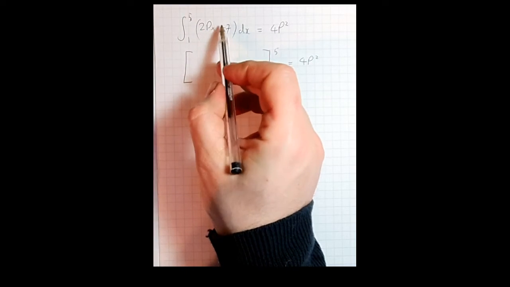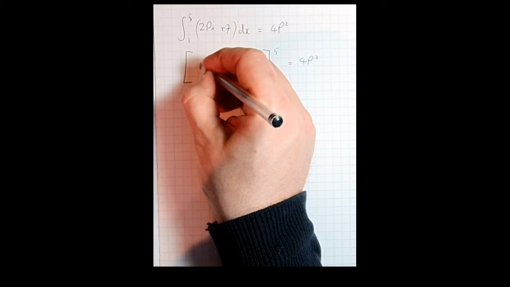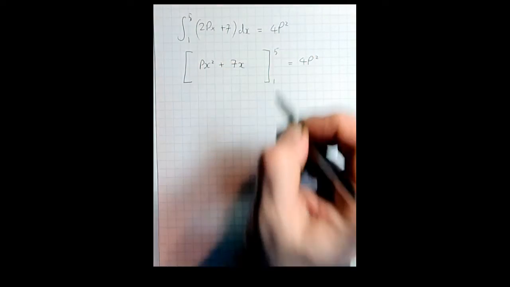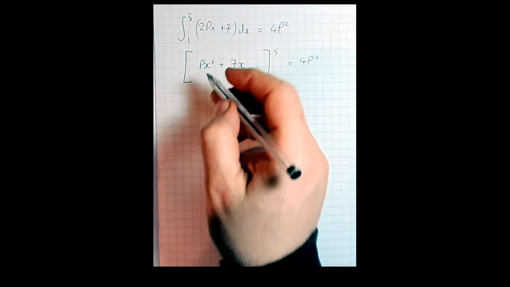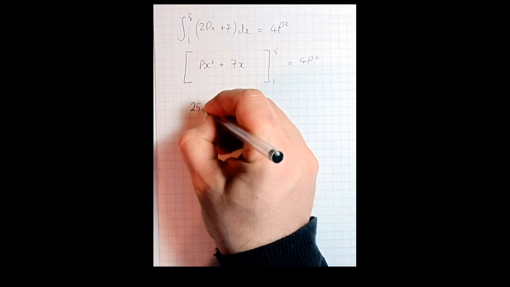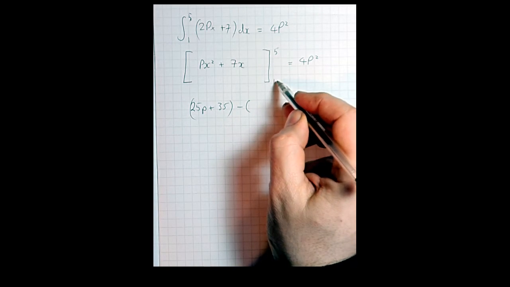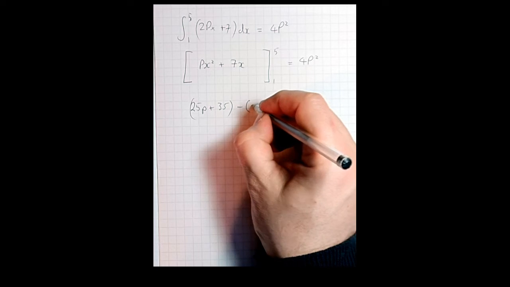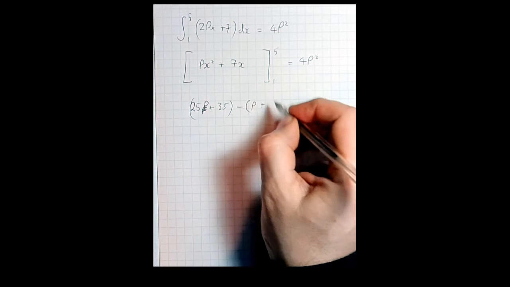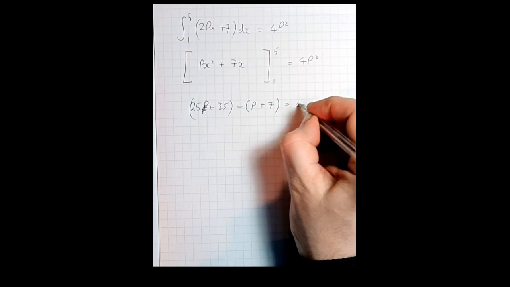So 2px, integrate, so increase the power divided by the new power. So 2px squared over 2, that's px squared. 7's going to integrate to 7x. Sub in my upper value, 5p times 5 squared, 25p plus 7 times 5 is 35. Sub in my lower value, p times 1 squared, that's p, sorry I should have said with a capital P, plus 7, and that equals 4p squared.